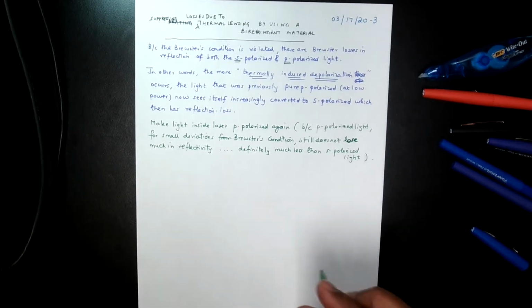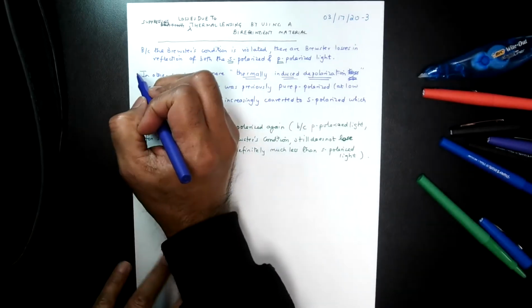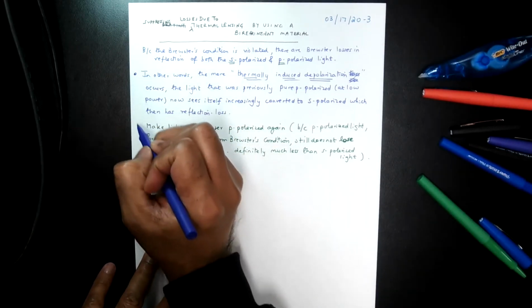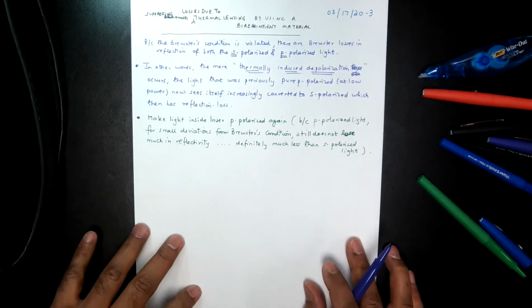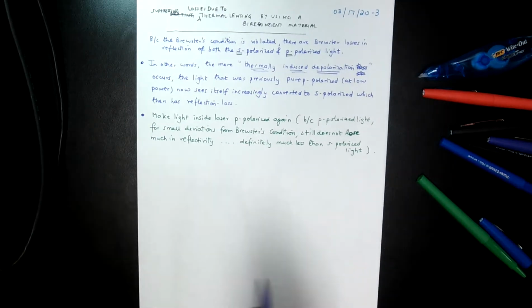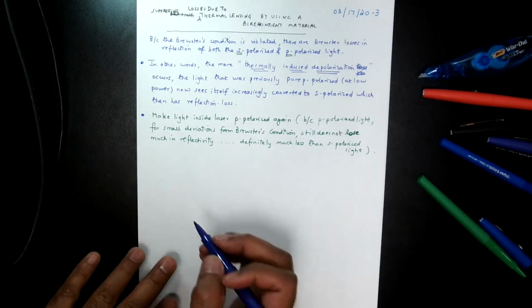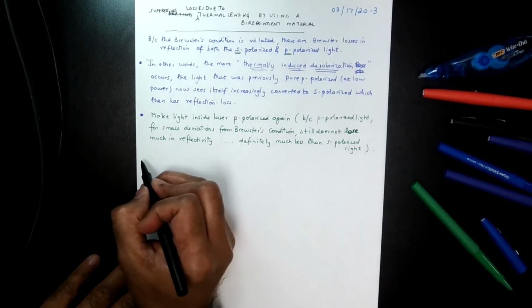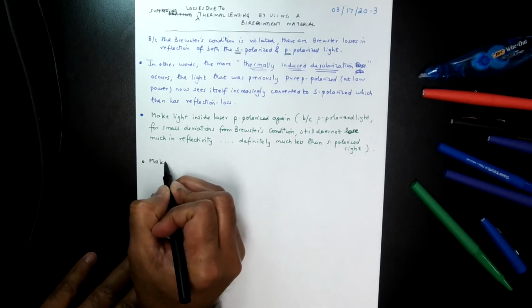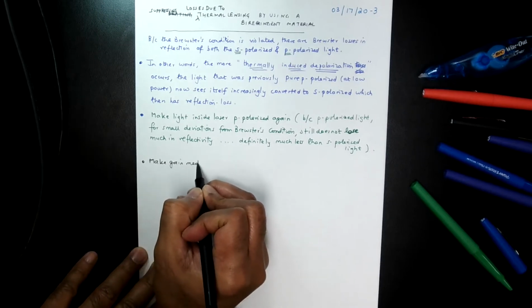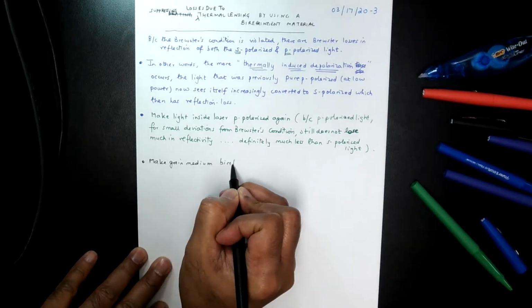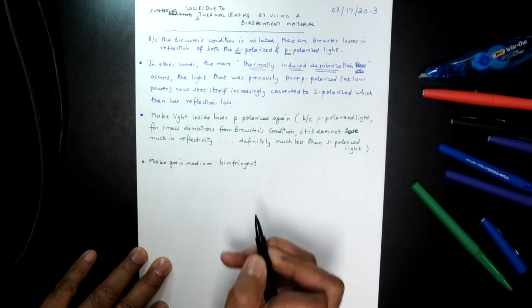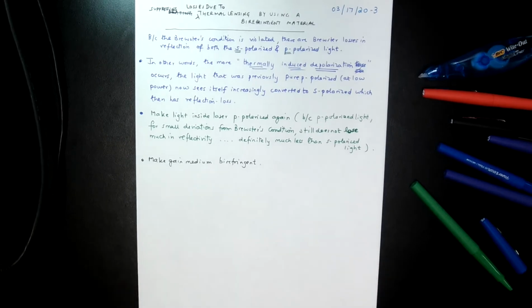So how do we do that? And the answer is that we're going to make the medium highly birefringent. Now, what does it mean? So make the gain medium birefringent.